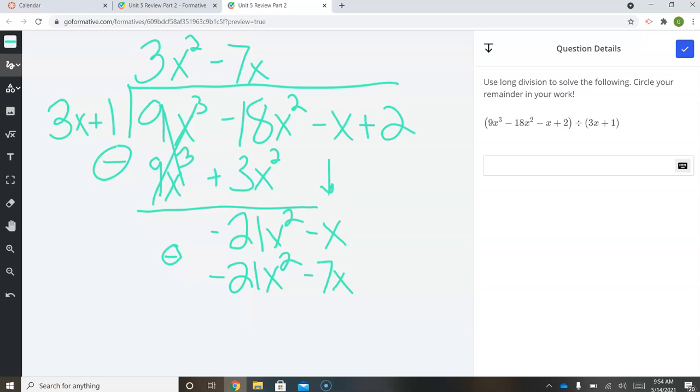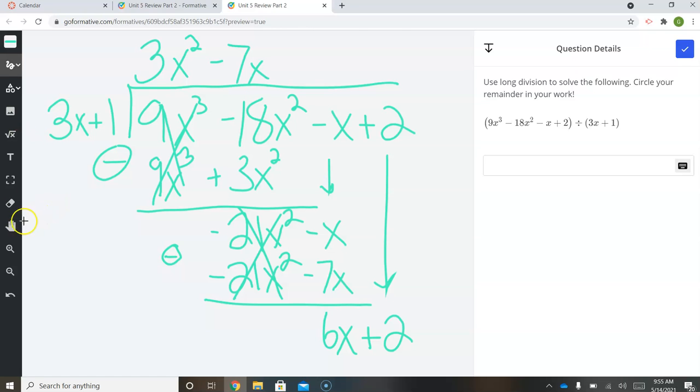Be careful here with the negatives. So when I subtract, those are gone. Negative 1 minus negative 7 looks like this. I'm just going to put it off to the side. Okay, so you got a double negative situation going here, so that's actually 6x. Then we drop our 2, and we do that whole process one more time.